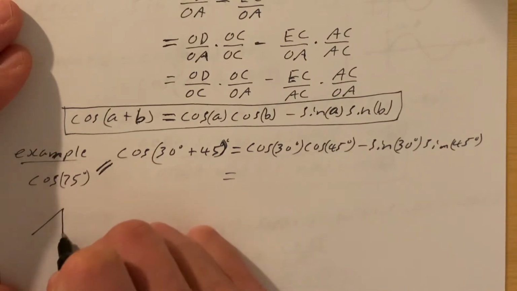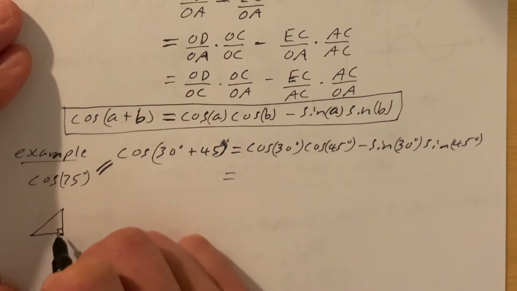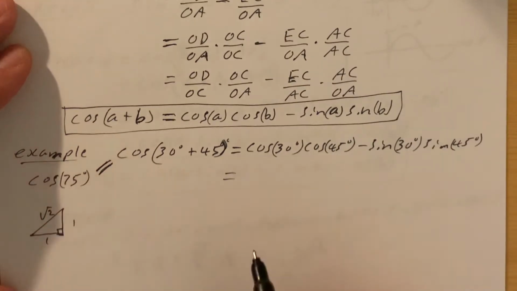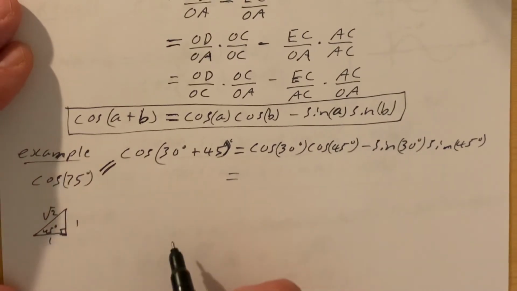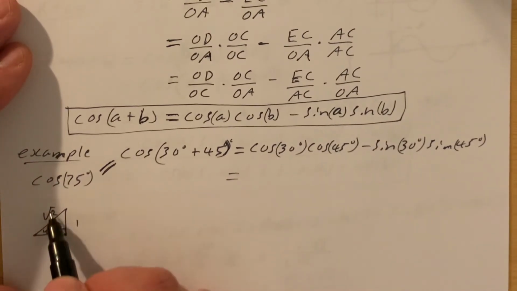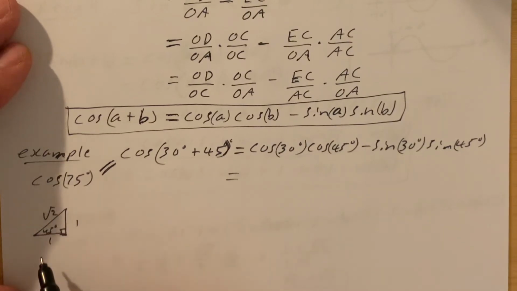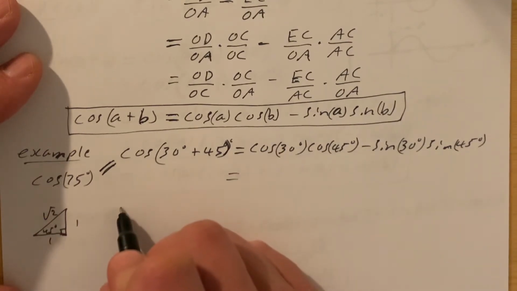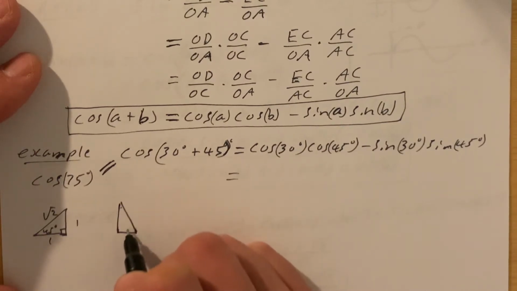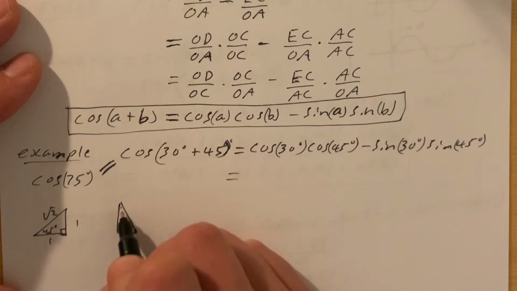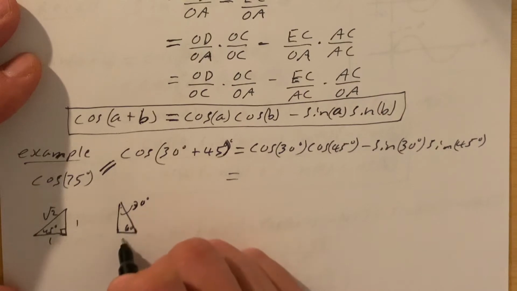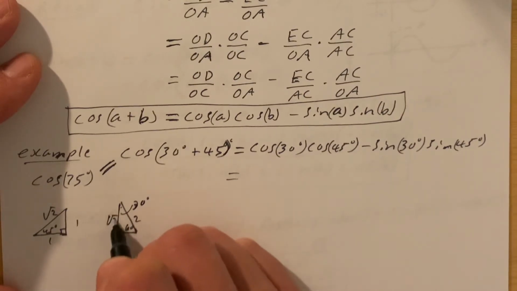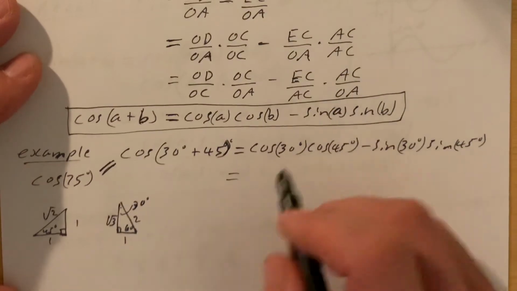So there's 1, 1, root 2. So we know cos of 45, so there's 45 in there, okay? Cos of 45 is 1 over root 2. Sine of 45 is 1 over root 2, the same thing. And then from our 30, 60, 90 triangle, okay, so if that's 60 in there, that's 30, okay? So this is gonna be 1, 2, root 3. So we can figure out the rest of it.